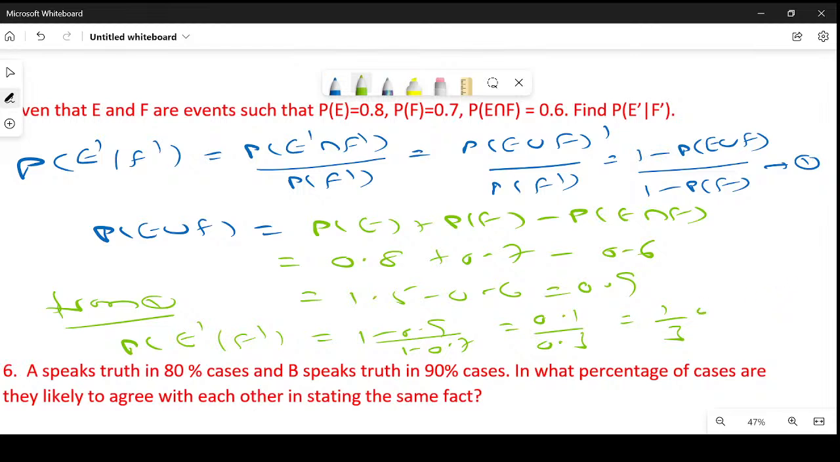This is important for this model also. Just do it like this: P of E complement by F complement is 1 by 3.